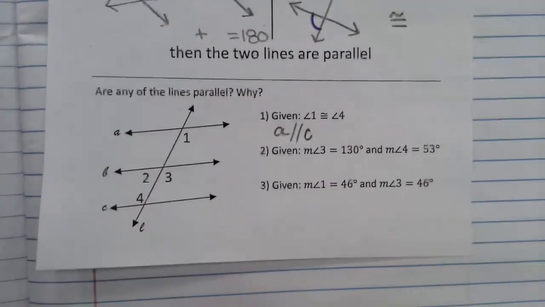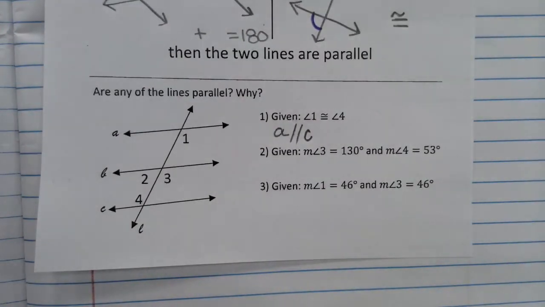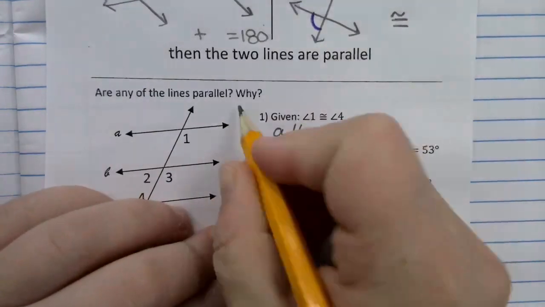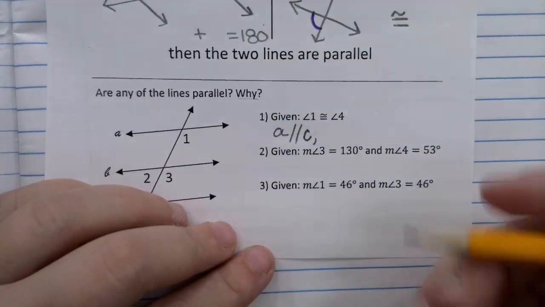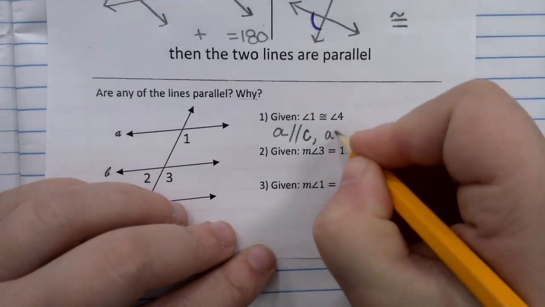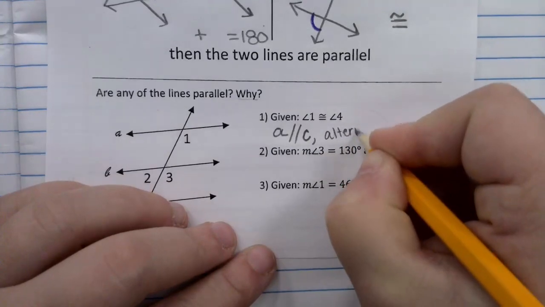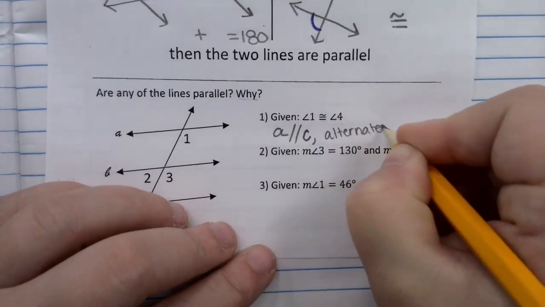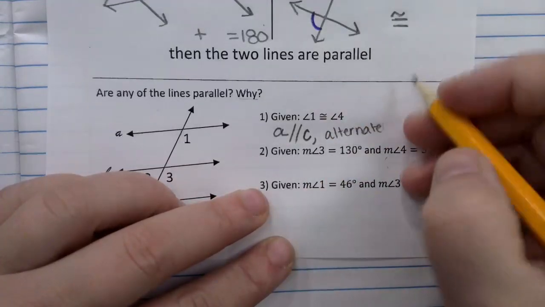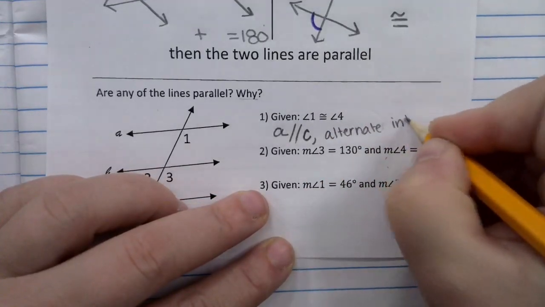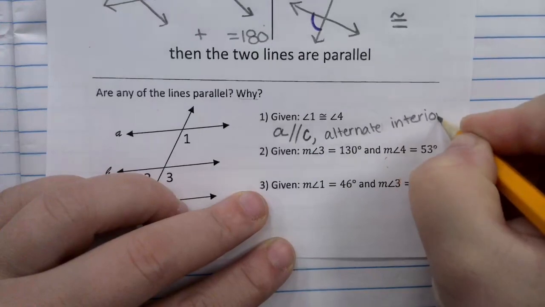So in that situation in number 1, A is parallel to C. And we need to say our Y. So our Y just goes into which one of those boxes was it? It was the alternate interior converse. Alternate interior angles theorem converse, but we'll just say alternate interior converse.